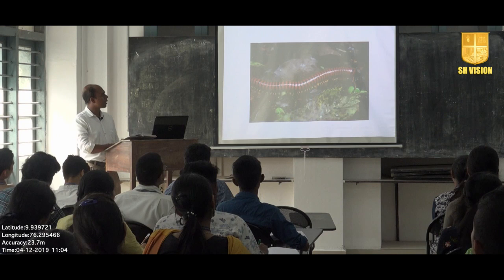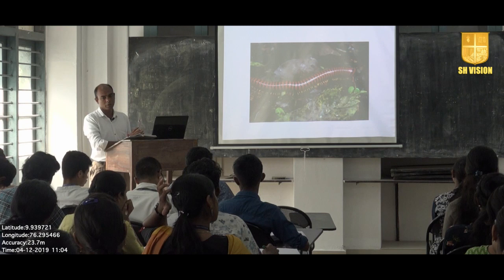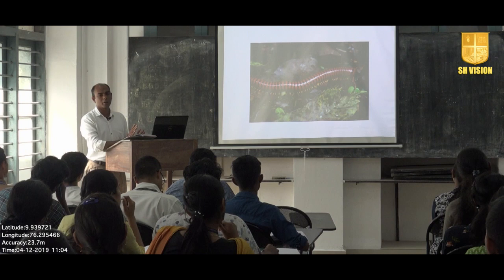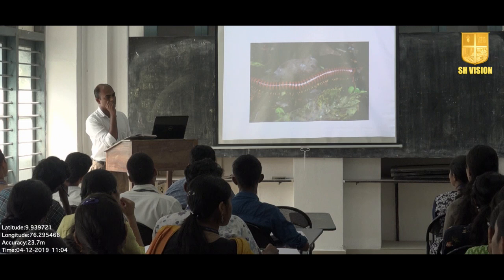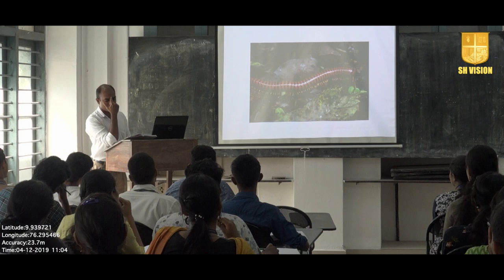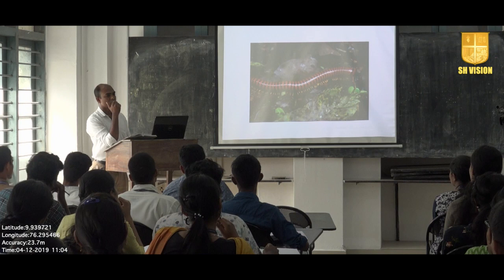There are about 13 species of millipedes present in our country, and among which 4 are described from our own institution, our arachnology department. Doctor, what is his name? Prasant Sangaran, he described 2 species.